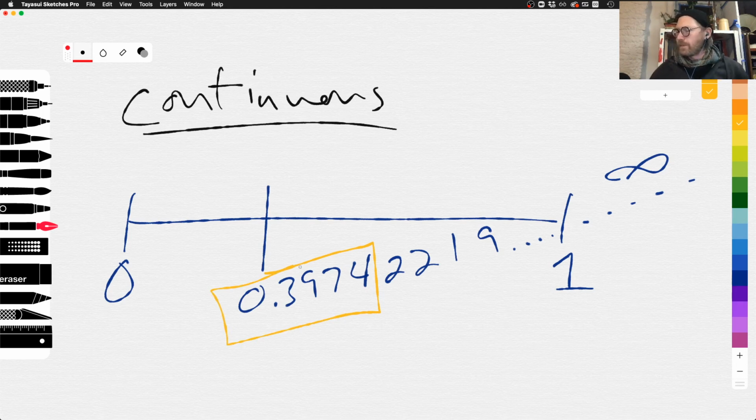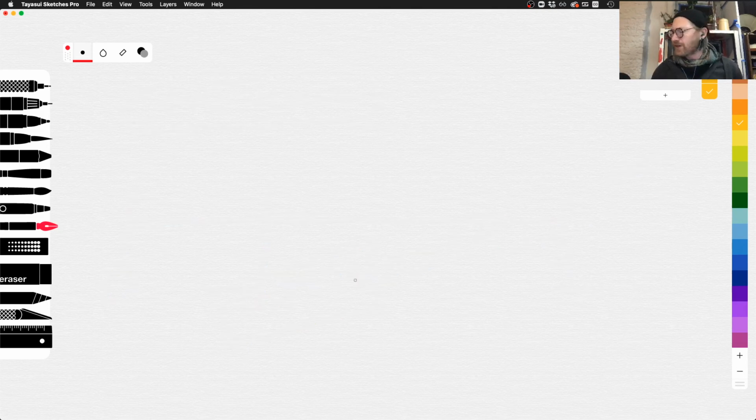Well, it doesn't mean that there isn't a value between 0.3974 and 0.3975, right? There are values in between there. In fact, there's an infinite number of values between there. So when we're talking about continuous, we're thinking about things that we can measure as opposed to things that we can count. And that may seem like a simplification, and it is a little bit, but we can think about this in terms of problems or in terms of phenomena, right?